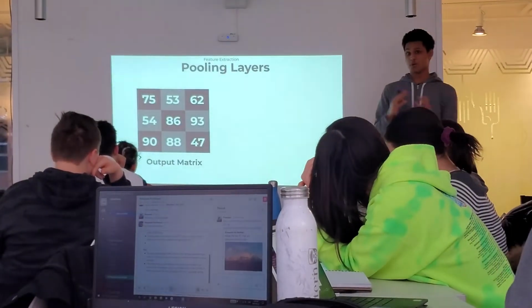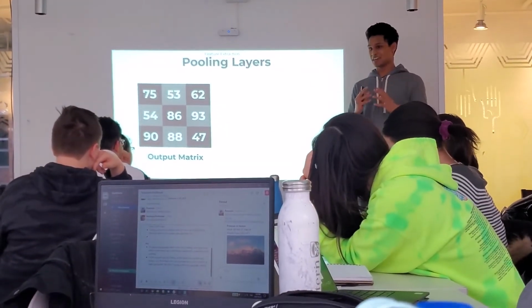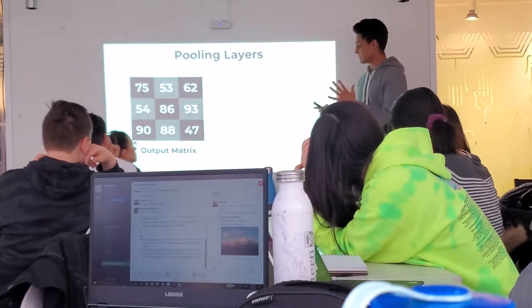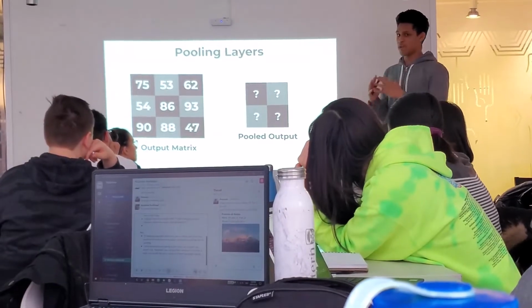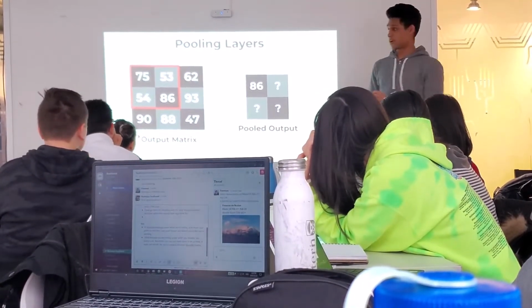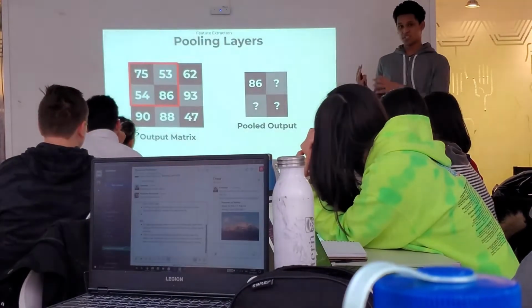And after we go through our ReLU activation function, we're going to go into our pooling layers. Now what our pooling layers do is similar to convolution, except we don't do any multiplication. We're just going to extract the biggest value from each section of the image. So, and what does the biggest value mean?